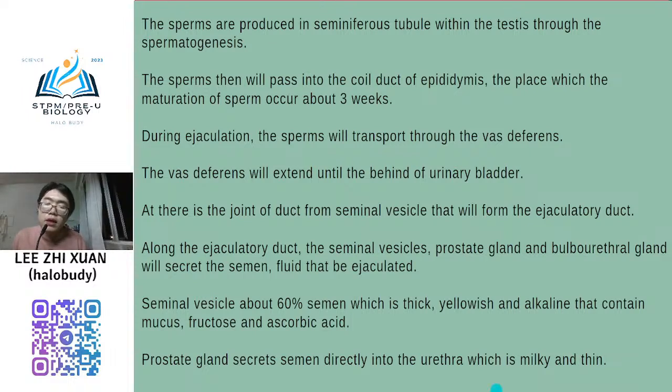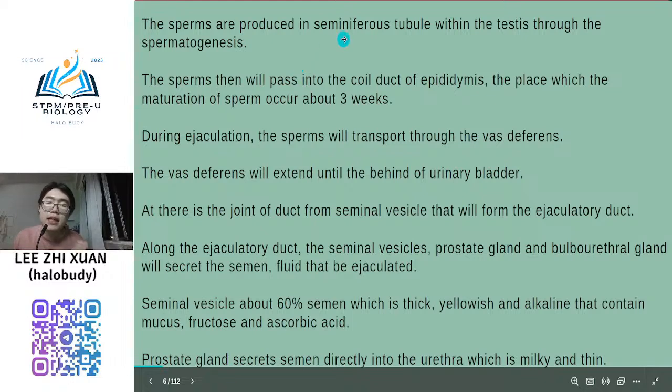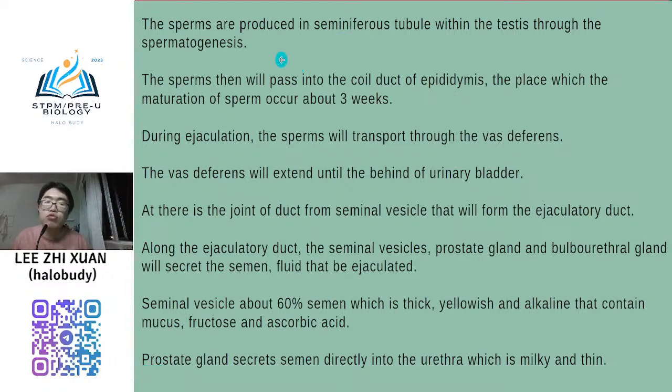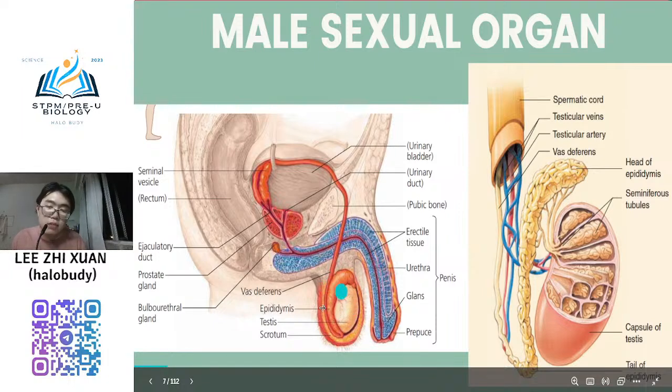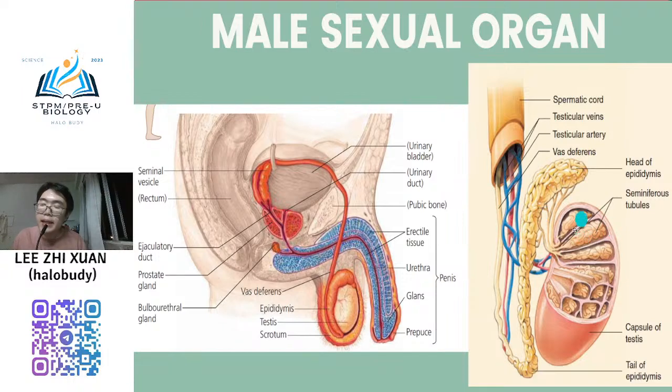Normally we know that sperm is produced in the seminiferous tubule through spermatogenesis, right? Later we will learn about the spermatogenesis process, but for now you should know that sperm is produced within the testes, in a structure known as the seminiferous tubule. You see this diagram, this is the testis. Within the testes, there are many tubules we call seminiferous tubules. This is the place where the sperm are produced.